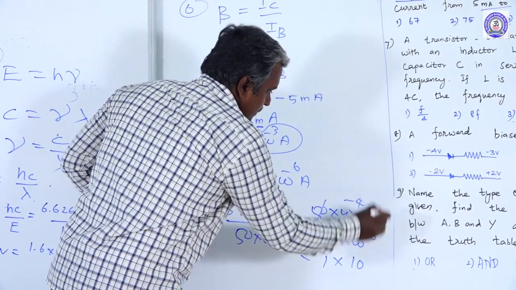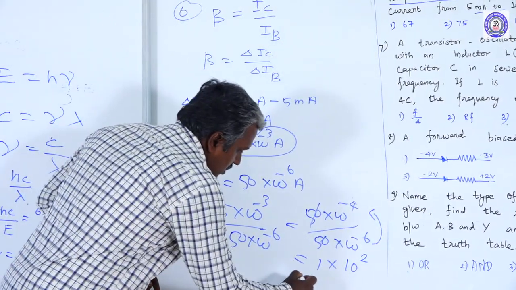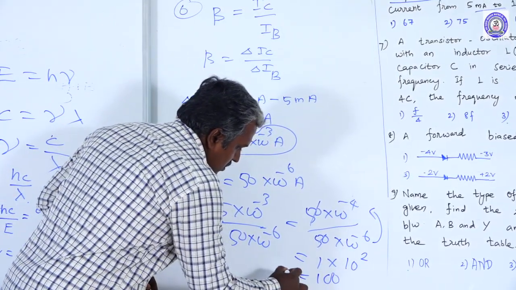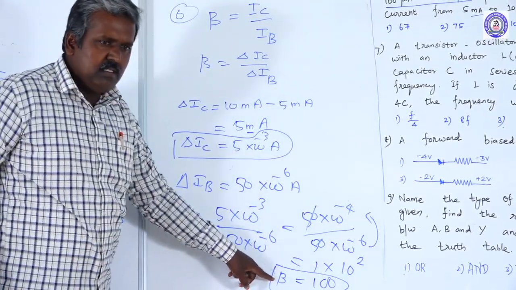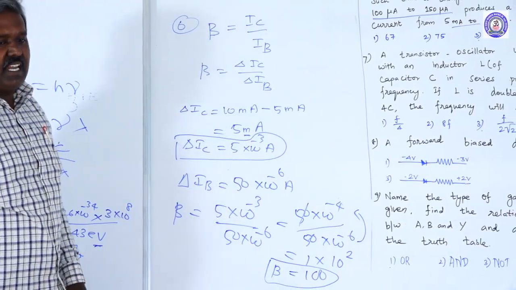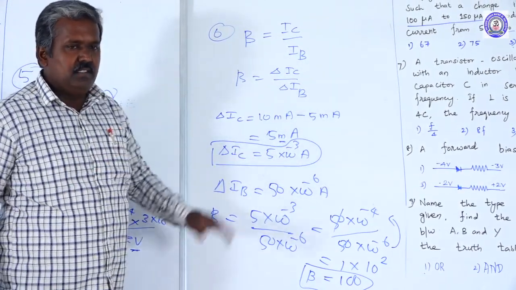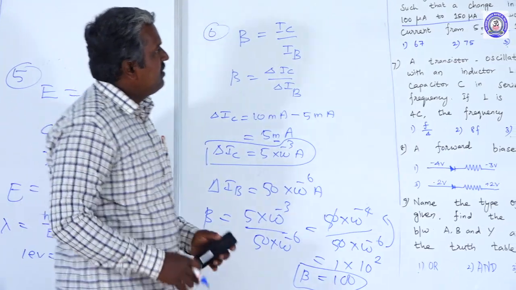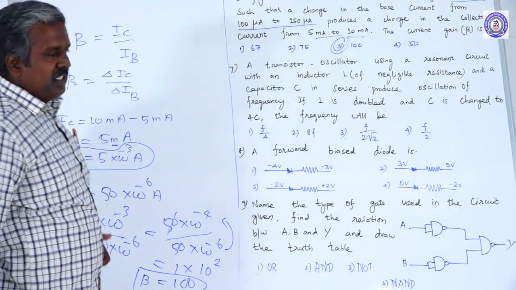So 1 into 10 power 2 is equal to 100. What is the unit of beta? No unit, because it is current gain. Same quantity, same units cancelled. So beta is equal to 100. Therefore, third option, 100.